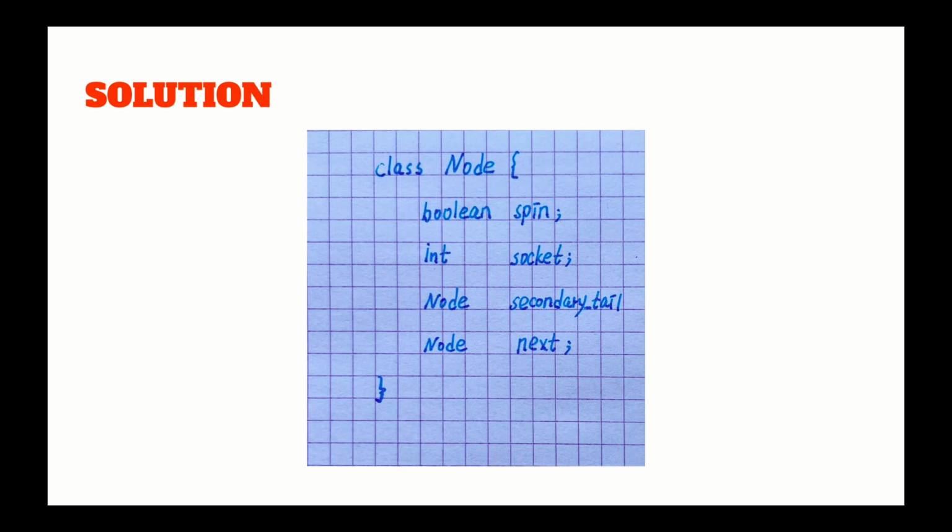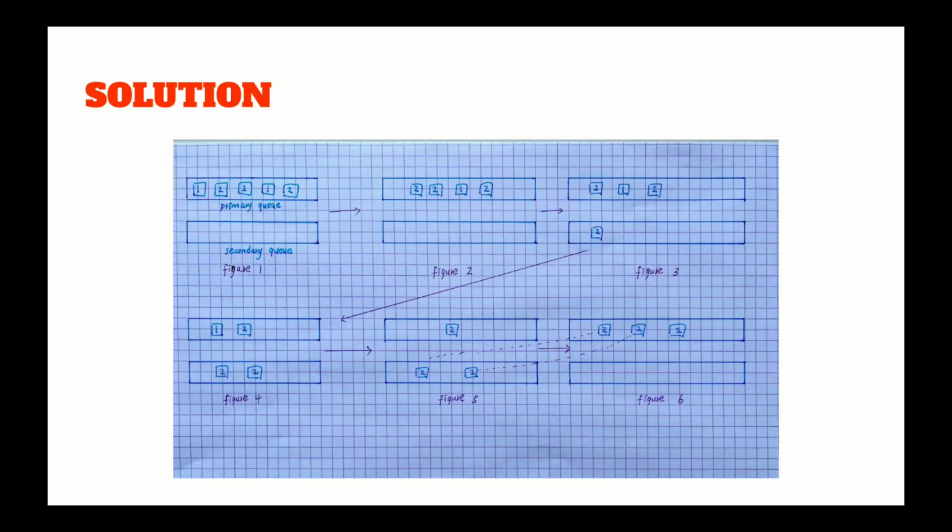Let us see the node implementation. There are 4 fields. The thread can get the lock if the field spin is true. The field socket represents the socket it belongs to. The field secondary tail is the reference to the last node in the secondary queue. The field next refers to the node's successor.